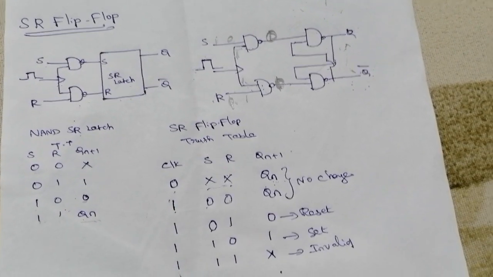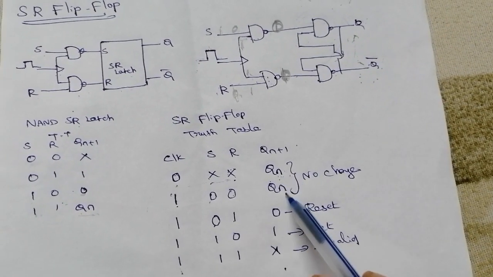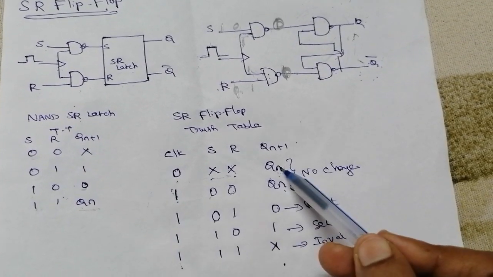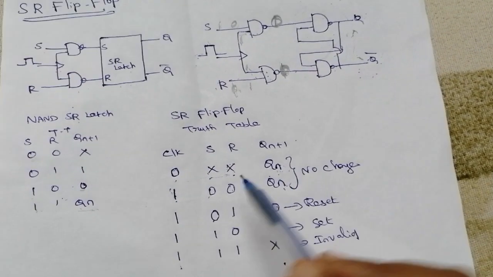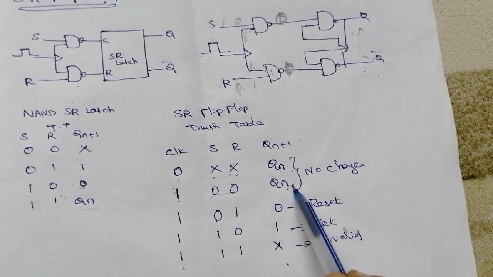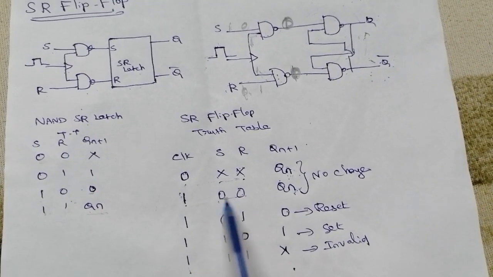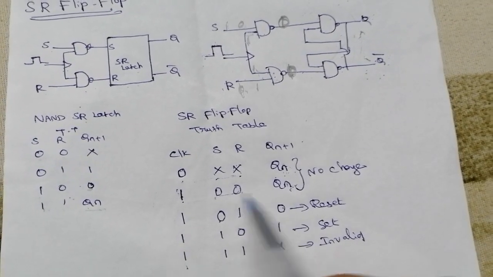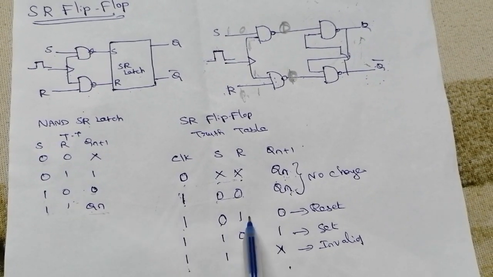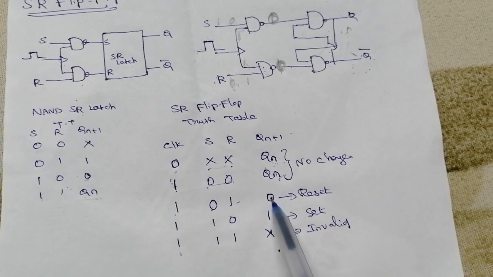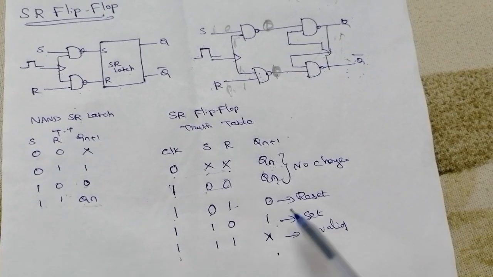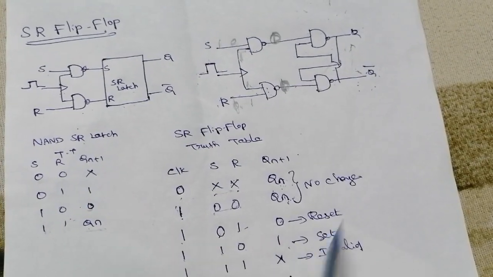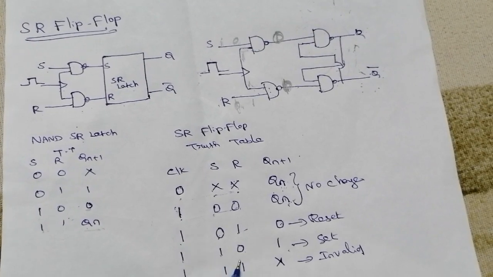Whenever the clock signal is high, only then is there a possibility of output changes. When the clock signal is 1 and the input is 0 0, the output stays Qn. The output change depends on the input combination. Now the output changes to 0 when the clock signal is high and the input is 0 1. Then the next state changes from 0 to 1 when the clock input is high and the input combination is 1 0. So this is the truth table of the SR flip-flop, right?